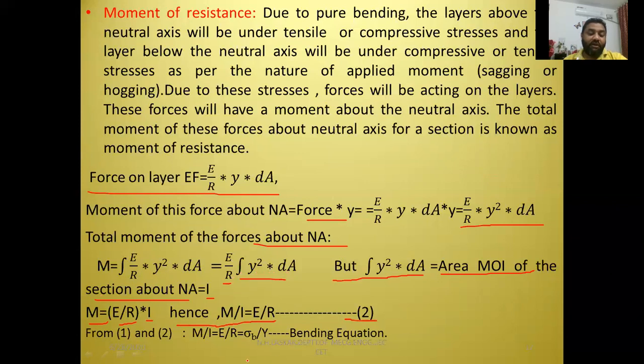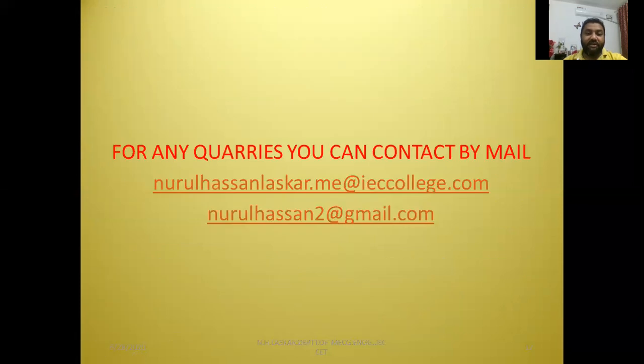Now, in equation 1, we got E upon R is equal to sigma B upon Y. And here we are getting M upon I is equal to E upon R. So, from equations 1 and 2, M upon I is equal to E upon R is equal to sigma B upon Y. This is called the bending equation or flexural equation. So with this, I have completed the derivation of the bending equation or flexural equation.